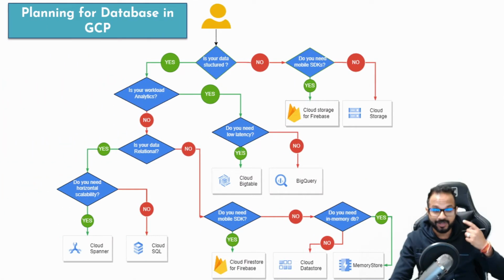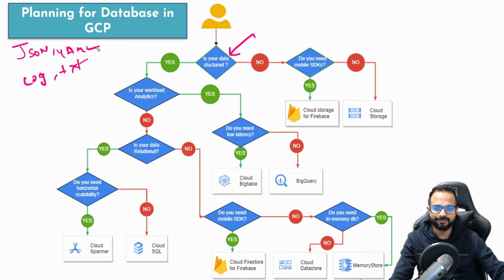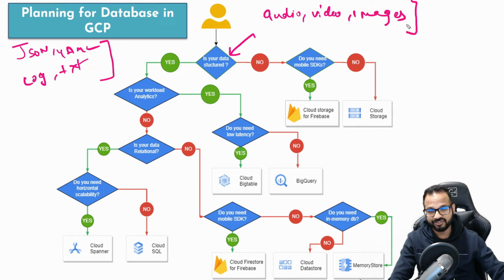Well, the first question you should ask yourself before choosing a database service in GCP is whether your data is structured or not. Structured data is something that has a predefined structure. Files such as JSON, YAML, log file, or any text file for that matter of fact, these are considered as structured data. However, your static files such as your audio files, your video files, images, these are all your unstructured data.